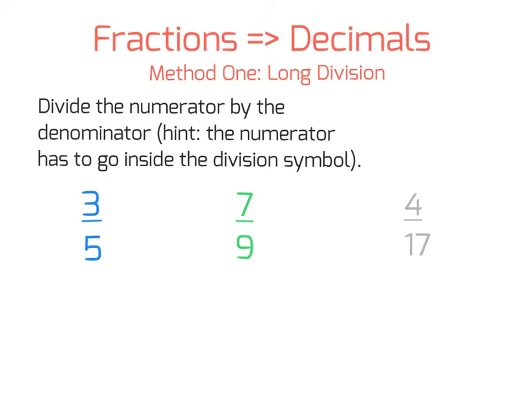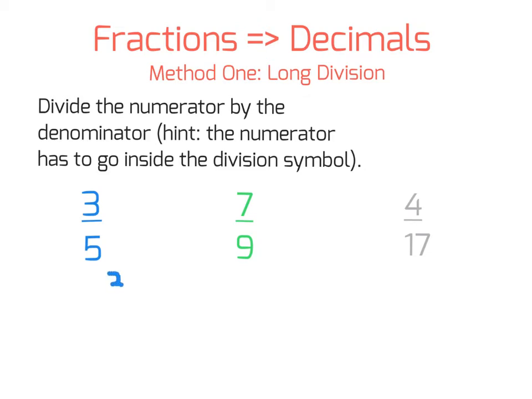Alright, now when you turn a fraction into a decimal, you have two different methods you can use. I'm going to show you both, and you can pick which one you want to do. But the first method is long division. You can divide the numerator by the denominator. Make sure the numerator goes inside the division symbol.